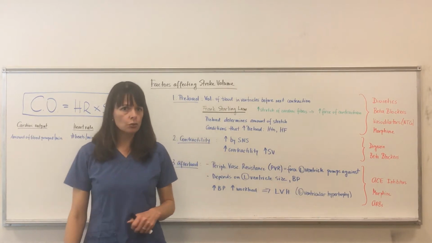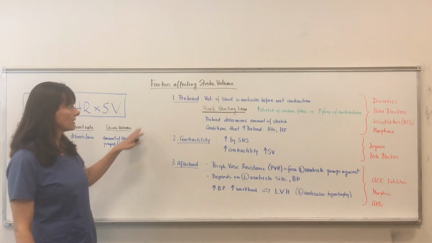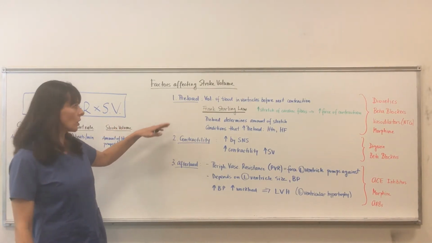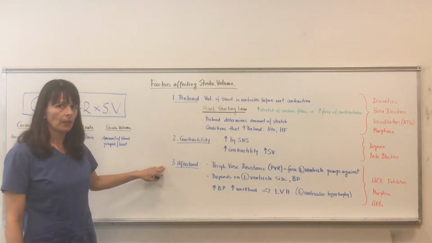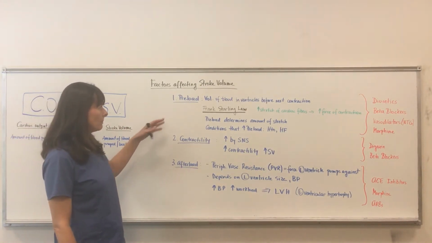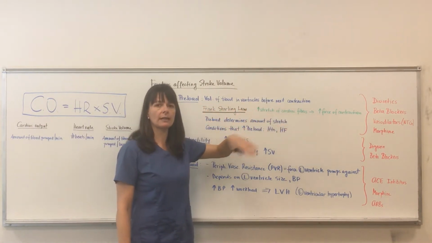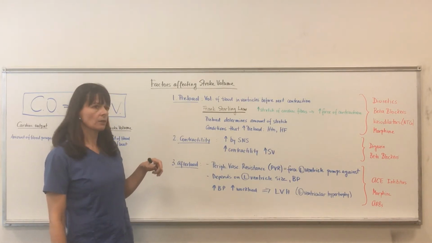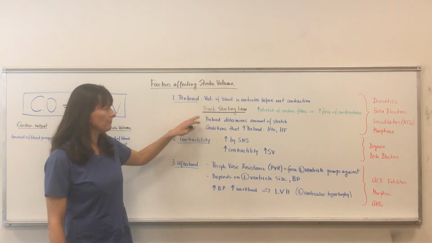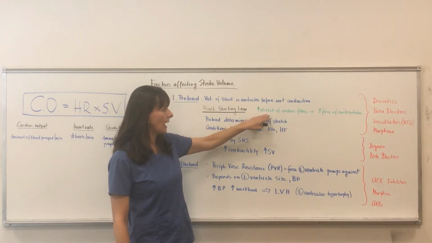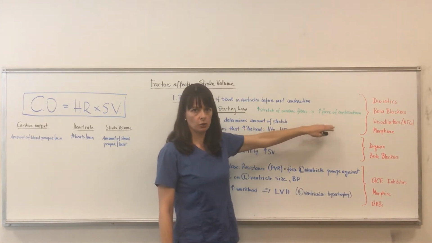Now, the stroke volume, which is the amount that's being pumped per beat, depends on certain factors, and those are preload, contractility, and afterload. So let's look at those in a little bit more detail. Preload is the volume of blood in the ventricles before the next contraction. And there's something that applies called the Frank-Starling Law. And what that means is the higher the stretch of the cardiac fibers, the higher the force of contraction.